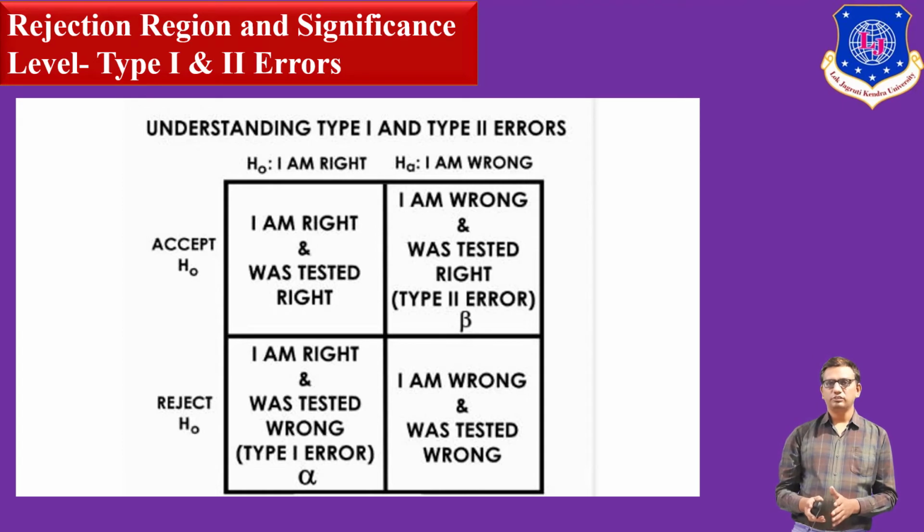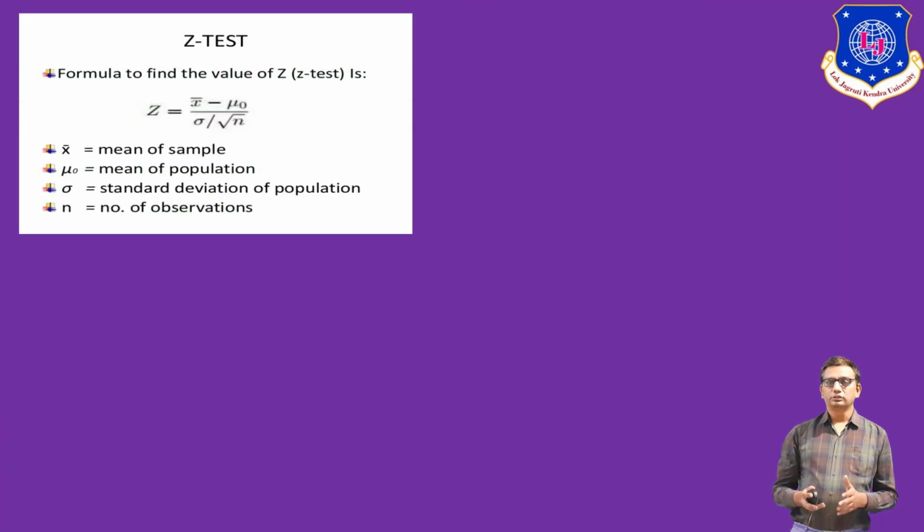So in the first and fourth quadrant, we have no error, and in the second quadrant, that is the type 2 error, which is beta, and the third quadrant, which is the type 1 error, is alpha. So this type of situation generally occurs in hypothesis analysis. And now we will discuss some tests used in hypothesis testing.